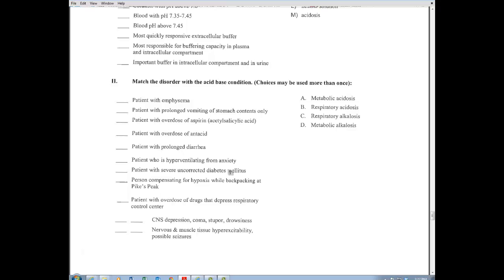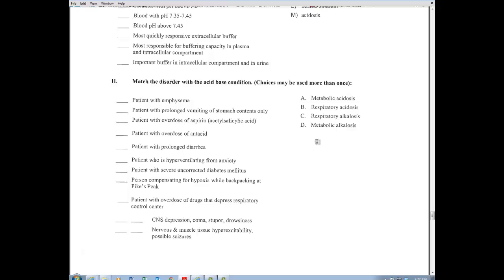And a patient with uncorrected diabetes mellitus, that is another example of a metabolic acidosis because breaking down ketones, releasing acids. Person is compensating for hypoxia while backpacking at Pikes Peak, so that means they're going to be breathing very heavily, hyperventilating essentially, and as a result of hyperventilating, they are going to suffer from a respiratory alkalosis, which would be letter C. Patient with overdose of drugs that depress the respiratory control center, that means CO2 is building up, so they're not breathing correctly, and that would be a respiratory acidosis, letter B.